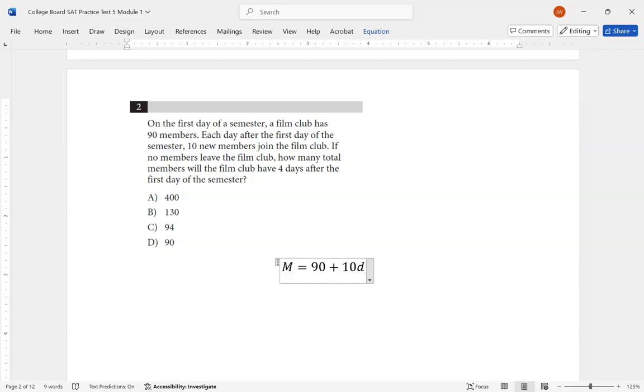It says what's going to happen 4 days after the semester. So we insert 4 into the number of days after the semester. The number of members is going to be 90 plus 10 times 4. That's 90 plus 40, which is 130. And therefore, the answer to question 2 is B, 130.